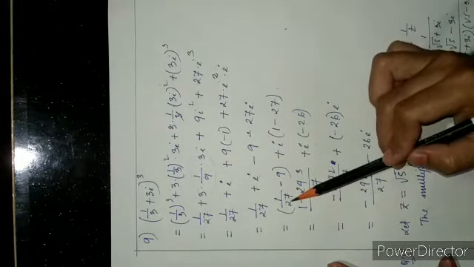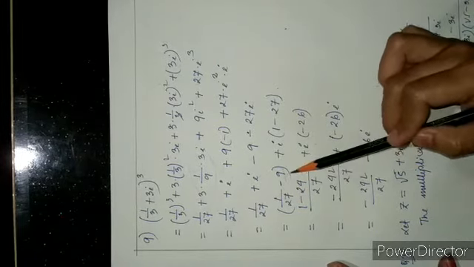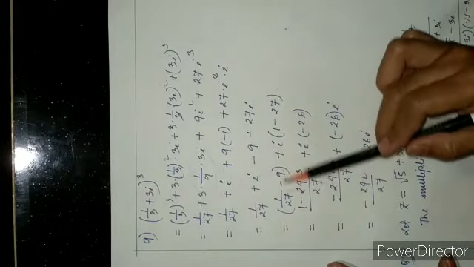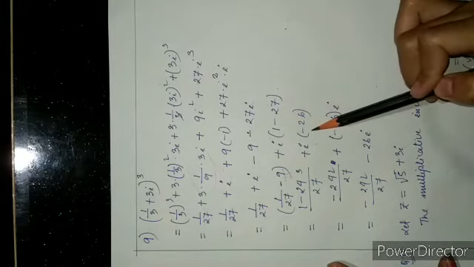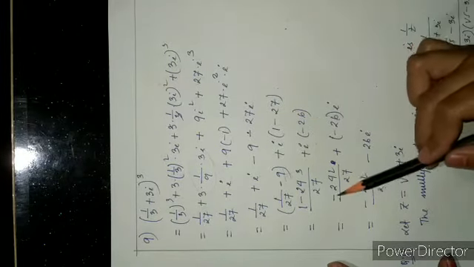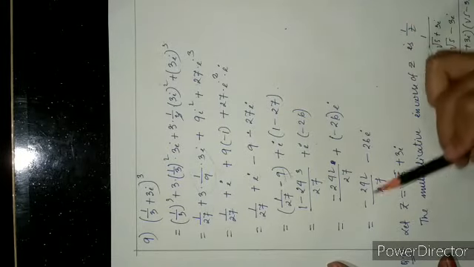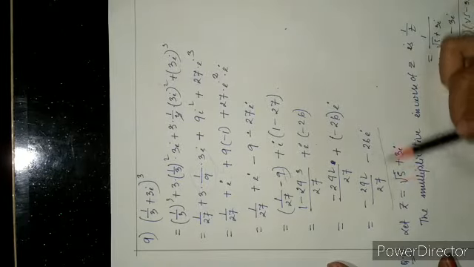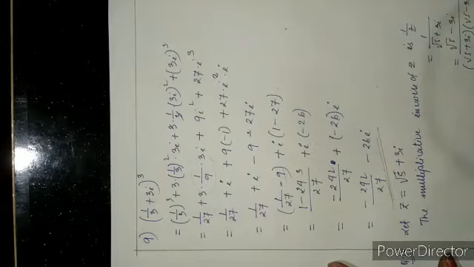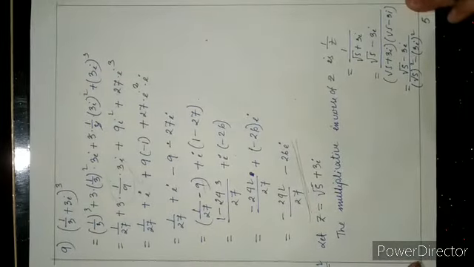LCM of 1 by 27 and 9 by 1 is 27, 27 into 9 is 243, plus 1, minus 27, is minus 26. The difference is minus 242 divided by 27 plus minus 26i, which is equal to minus 242 divided by 27 minus 26i. So 1 by 3 plus 3i whole cube is expressed in the form a plus ib, and the expression is reduced.